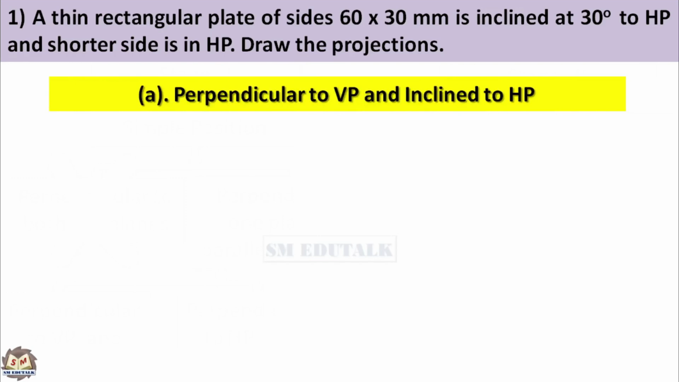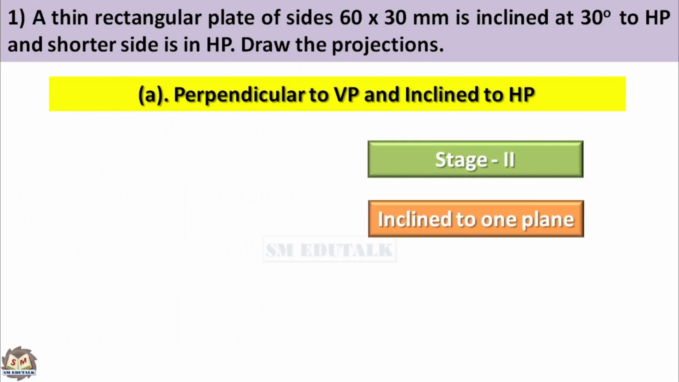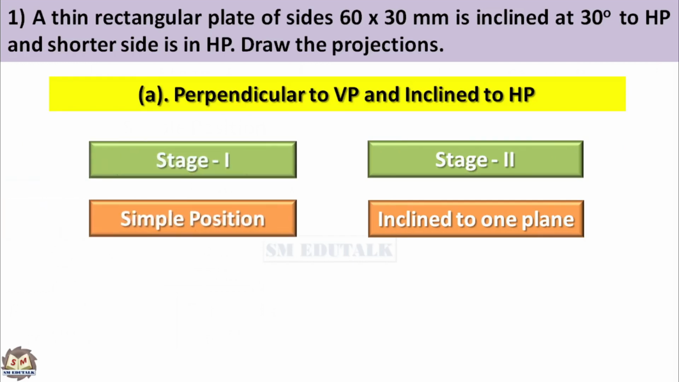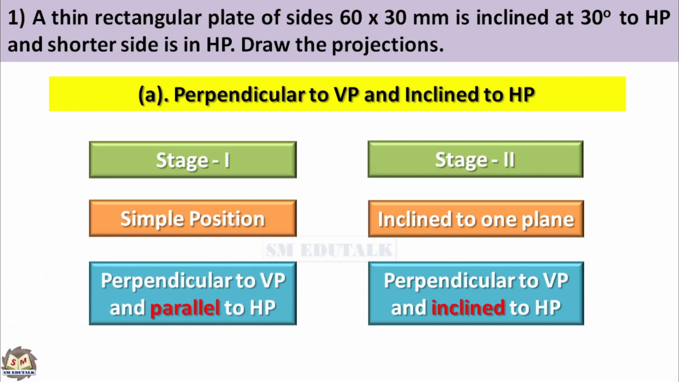As it is the third position, we have to draw the projections in two stages. Stage 2 will give you the final position, that is inclined to one plane. To draw this, you have to draw the simple position in stage 1. The exact condition in stage 2 is perpendicular to VP and inclined to HP. In this, replace the word inclined by parallel to get the condition for simple position in stage 1.